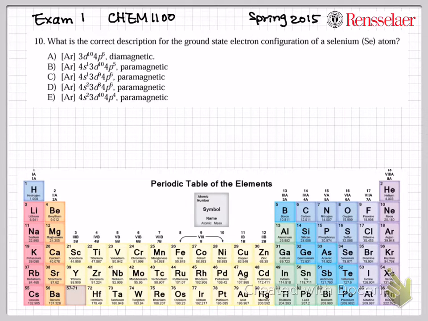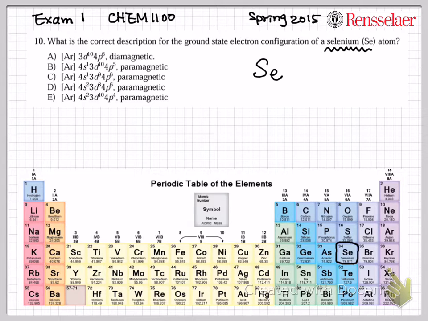Okay, so this is another problem on electron configuration of an atom. This time the question is about selenium ion, symbol Se. So you need to look down in the periodic table and find where selenium is, and there is selenium right here.